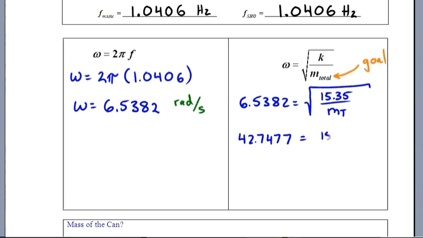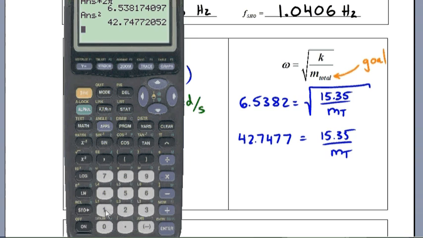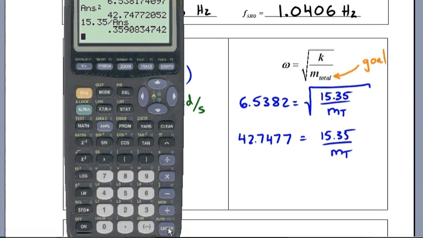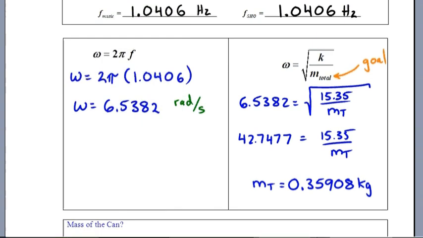That would equal 15.35, all on top of the total mass. Okay, I'm going to multiply by total mass, divide by the 42. If I go 15.35 divided by that, it looks like my total mass needs to be, this is in kilograms, 0.35908 kilograms, or 359.08 grams if we want to talk chemistry units.